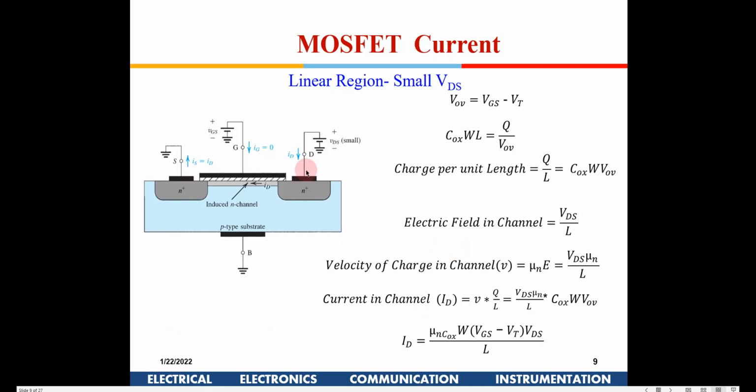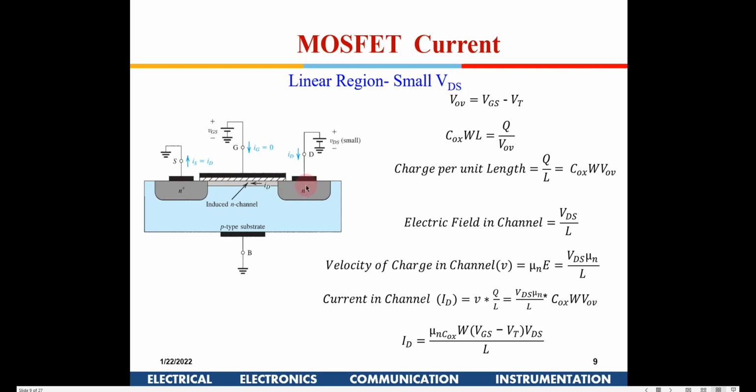Now let's try and do a very simple derivation of the currents in MOSFETs, again without getting into too much physics, just the basic derivations. This is the linear region where a small VDS is applied. We have applied a gate voltage which is above the threshold voltage, so a channel has been formed here, right? And VDS is also very small as of now.